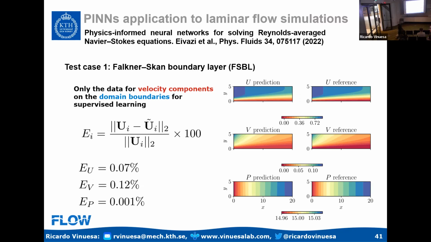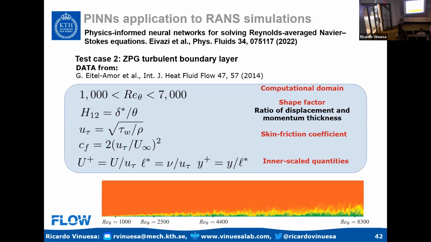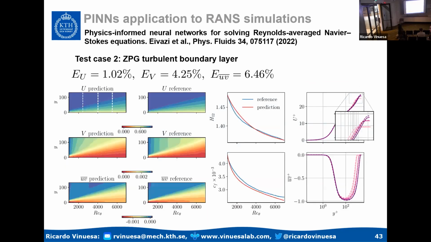Now we can go for something a little bit more interesting. This is a zero pressure gradient turbulent boundary layer up to Re_theta 7000. And this is high resolution. This is basically DNS data, a little bit coarser than DNS. So you can see the turbulent boundary layer, and what we do is that we compare the UV Reynolds shear stress between the prediction and the reference. We get 1% error in the mean. And what is interesting now, the Reynolds shear stress, we get 6% error.